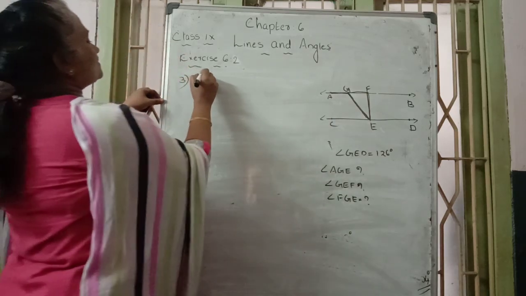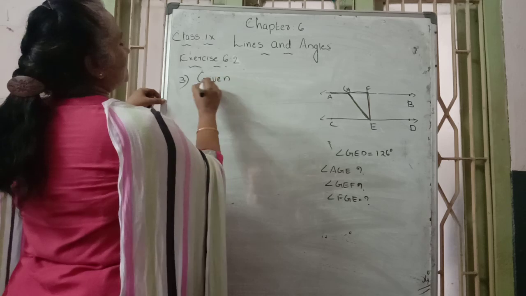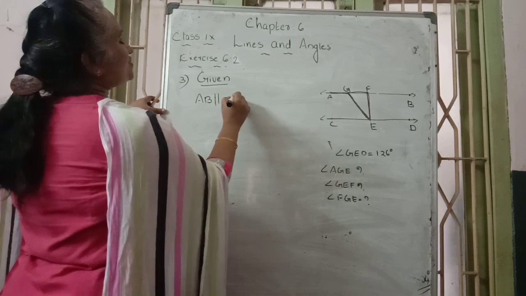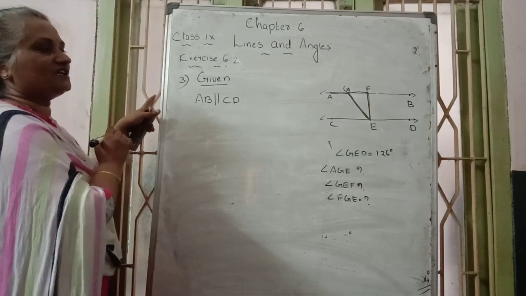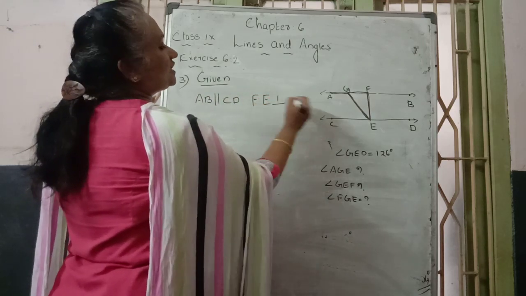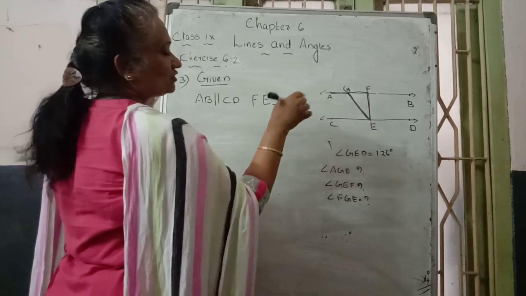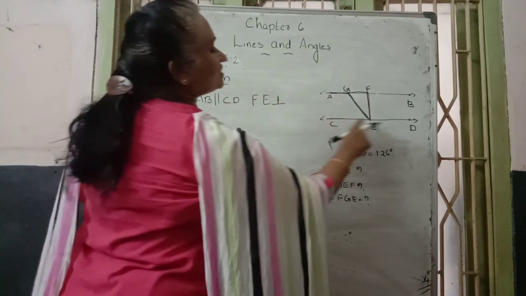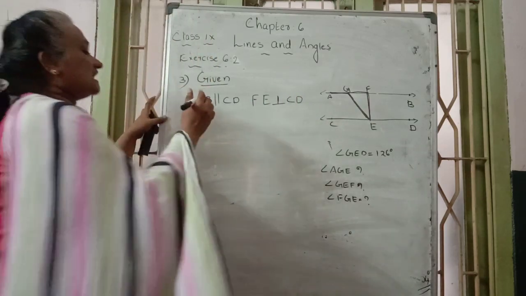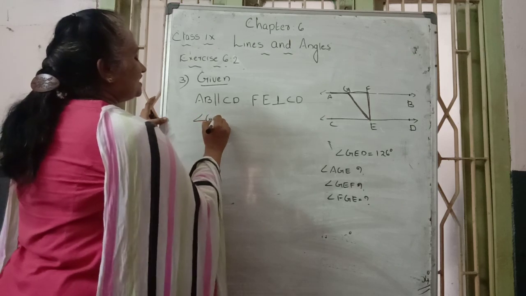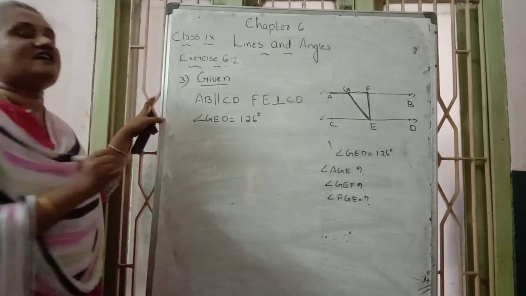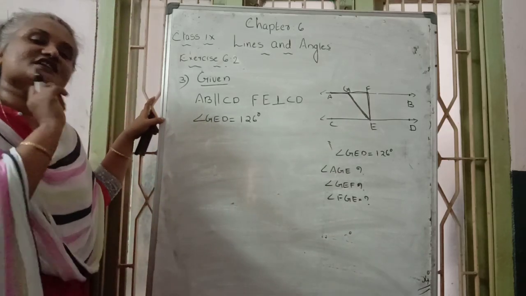Then the first step is we want to write the given. What they gave: AB line is parallel to CD line. AB and CD lines are parallel and FE is perpendicular, using the perpendicular symbol. Don't write the spelling. Perpendicular to which line? CD. This is the question they gave. Then the angle is also given. Which angle? GED. GED angle they gave us 126 degrees in the question.